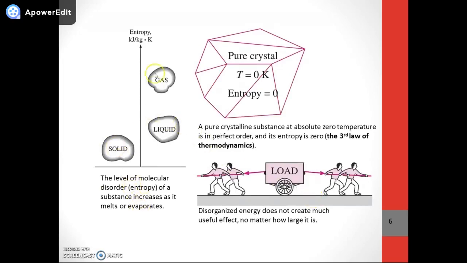This is the diagram showing that the level of molecular disorder, or entropy, of a substance increases as it melts or evaporates. As you can see, we go from solid to liquid to gas. The entropy increases with the changes of phase, or as you can say, as the temperature increases, the entropy also increases.